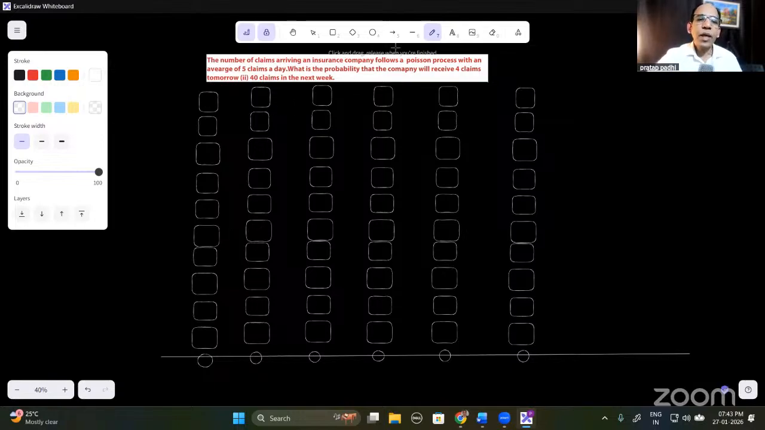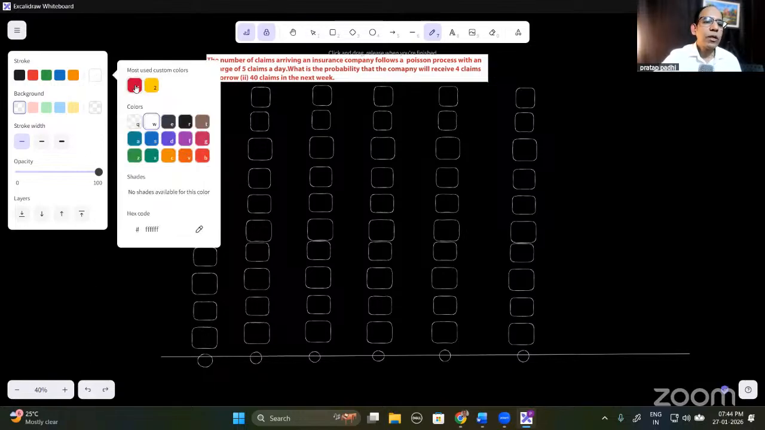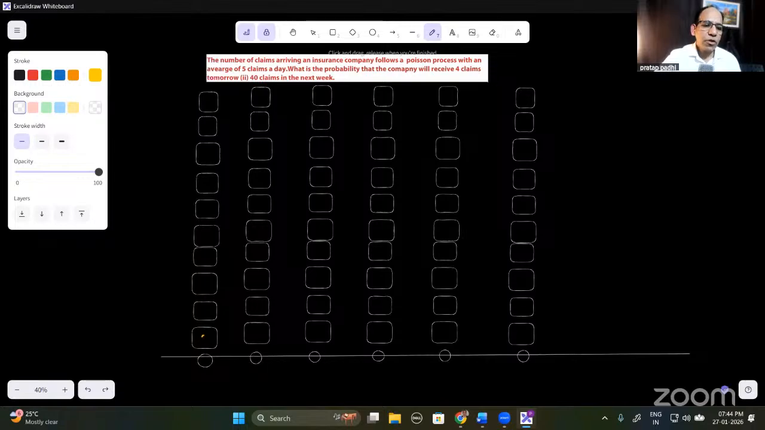See, Poisson process always starts at 0. Poisson process starts at 0. Let me go there. We'll use another ink. Poisson process starts at 0. I've written 0 here. And it says 5 claims a day. Day means, remember, the rate: every day 5 claims. I must have explained this last time. Every day, 5 I will take.